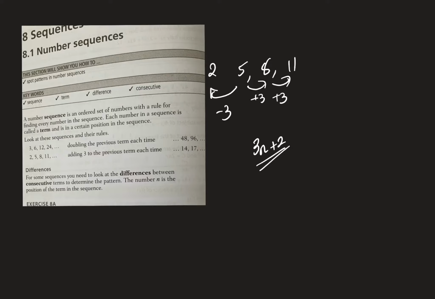So say, for example, if we had 5, 8, 11, I'm going up in 3. The previous number would be 2, so therefore this would be 3n plus 2. And this is all it is when it comes to sequences.